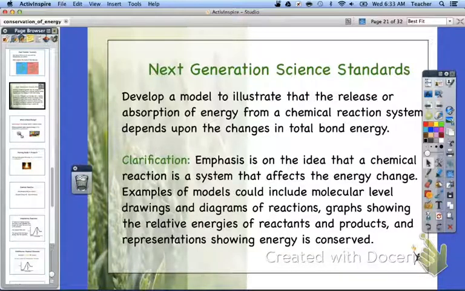The clarification statement is the emphasis is on the idea that a chemical reaction is a system that affects the energy change. Examples of models to show that you did meet the standard could include molecular level drawings and diagrams of reactions, graphs showing the relative energies of reactants and products, and representations showing that energy is conserved. So each of those is a way that you could go about meeting that goal.